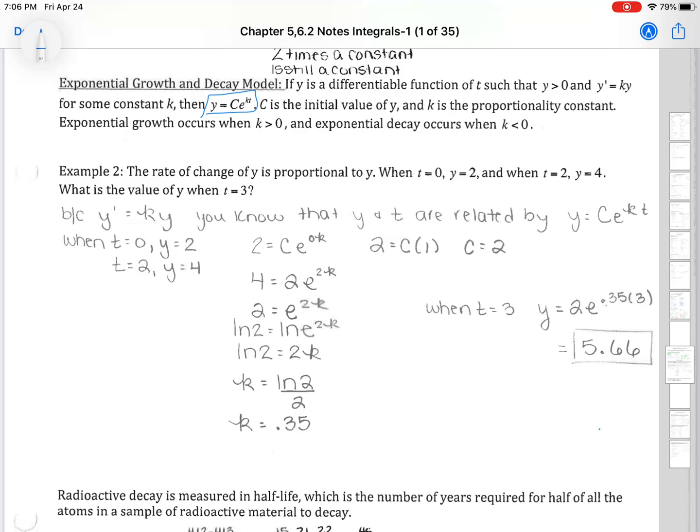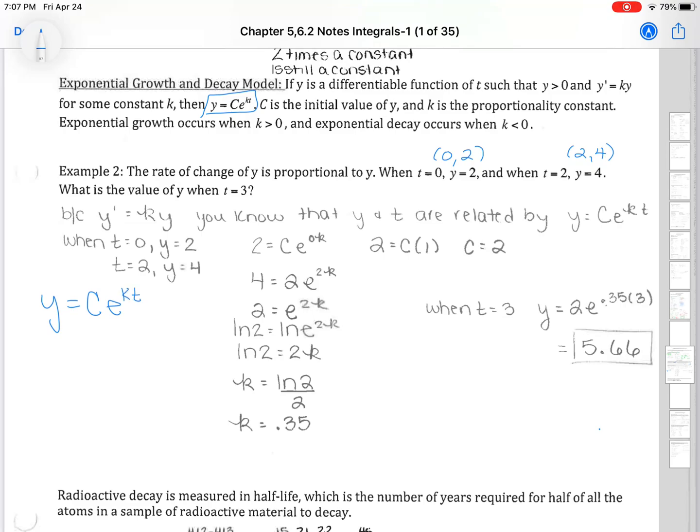So example 2 says the rate of change of y is proportional to y. When t is 0, y is 2, and when t is 2, y is 4. So that gives us two coordinates to work with. T comes before y in the alphabet, so this is like (0, 2) and this is like (2, 4). The question is asking, what's the value of y when t is equal to 3?